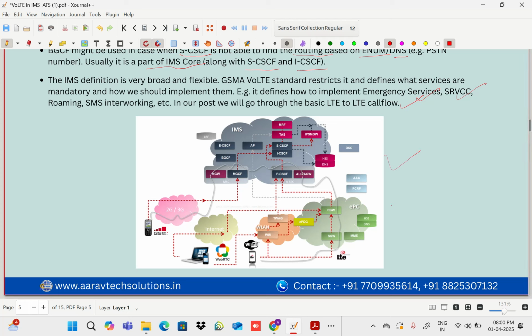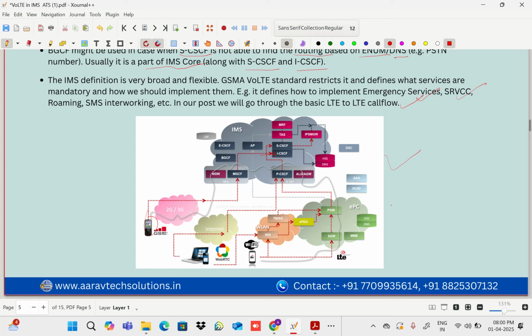You can see the call flow where the UE belongs to 2G or 3G. It's going forward to initiate a call to the MGCF, and the MGCF is directly connected to the interrogating CSCF to find out the S-CSCF, in which S-CSCF the user will be available.